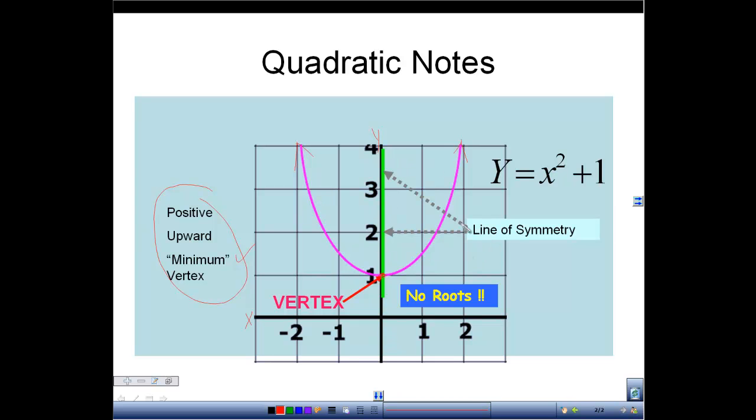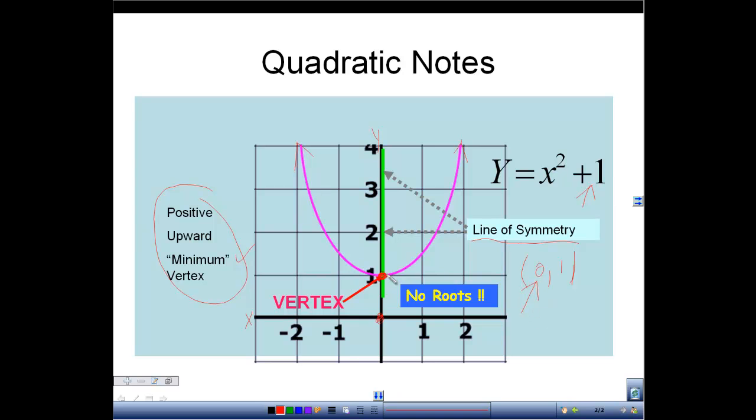The vertex is on the line of symmetry, and the line of symmetry goes right down the middle and splits the parabola in half. If you put that in the calculator, it is x squared plus 1. And the plus 1 is right there, so it would be 0, 1. And so your line of symmetry, your x value, is right there on the origin.